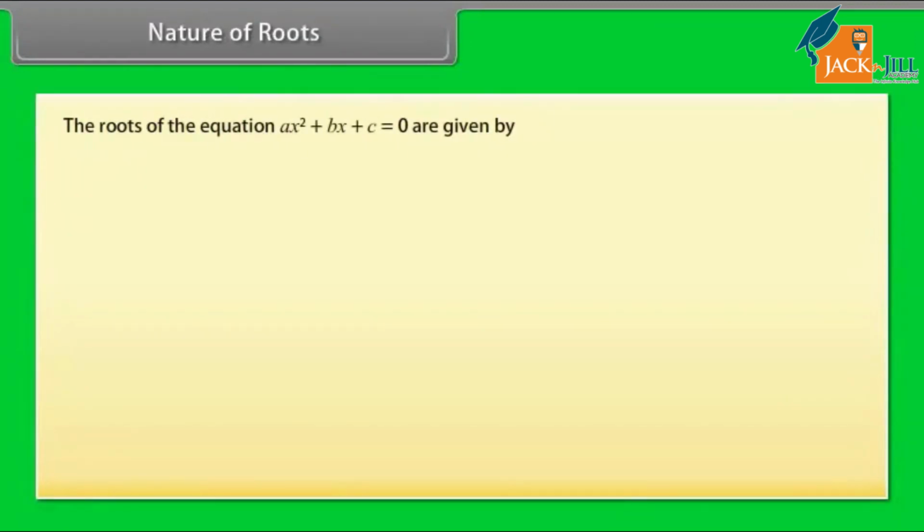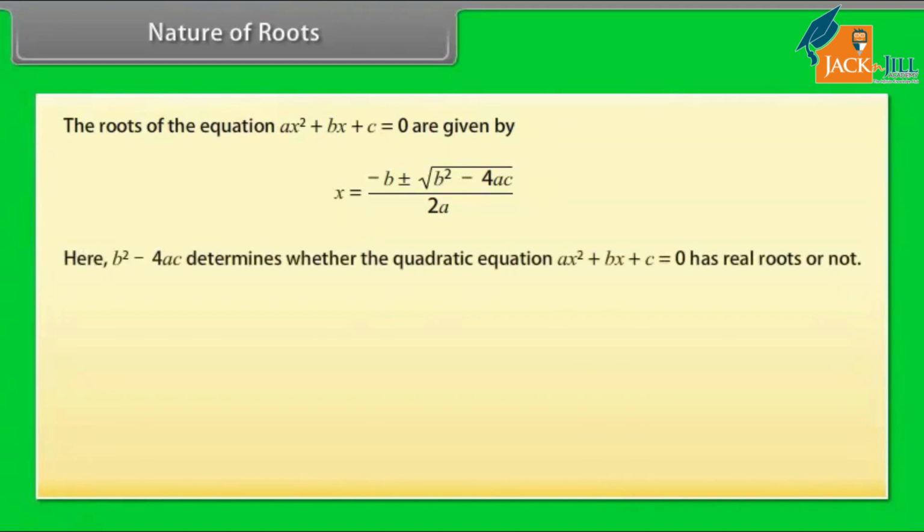The roots of the equation ax² + bx + c = 0 are given by x = (-b ± √(b² - 4ac)) / 2a. Here, b² - 4ac determines whether the quadratic equation ax² + bx + c = 0 has real roots or not. b² - 4ac is called the discriminant of the quadratic equation.